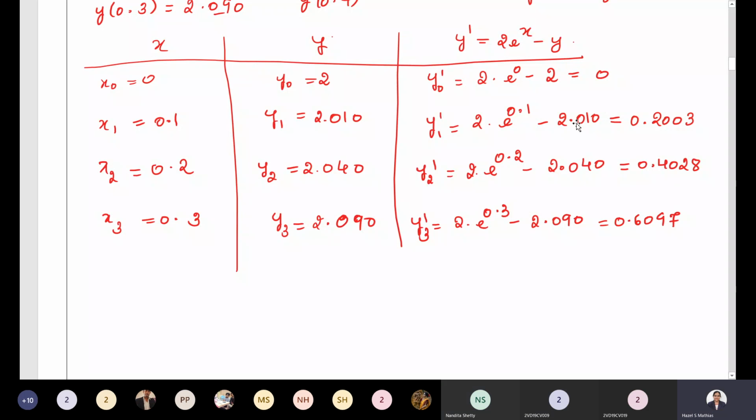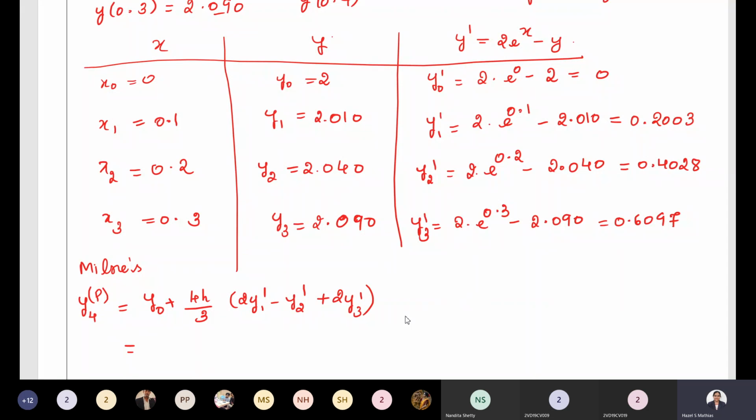Is it correct? Is this table clear to everybody? Yes, ma'am. Then we will move on to Milne's method. We have to use Milne's, because we have to find out using both the formulas. So Milne's predictor formula. What is Milne's predictor formula? y4 power p is equal to y naught plus 4 times h by 3 into 2 y1 dash minus y2 dash plus 2 times y3 dash.